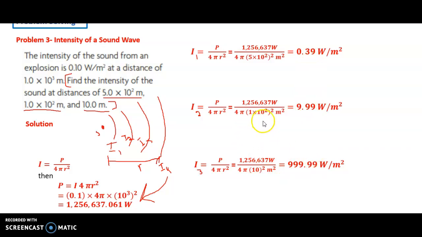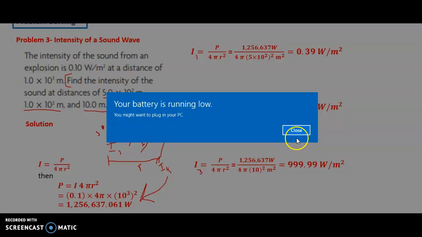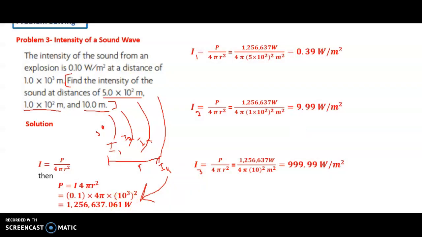So if you notice here, which one is the greatest distance away? We have 5 times 10 power 2. So here we notice that as the distance decreases, the intensity increases.